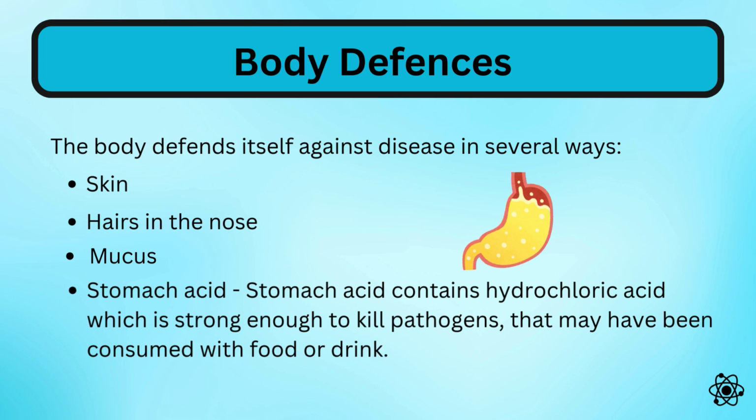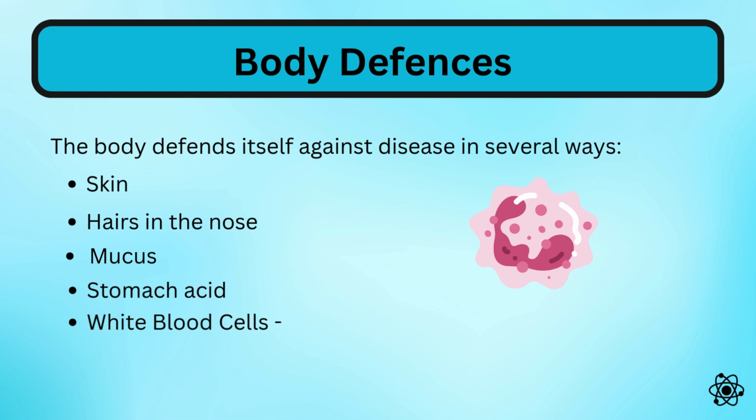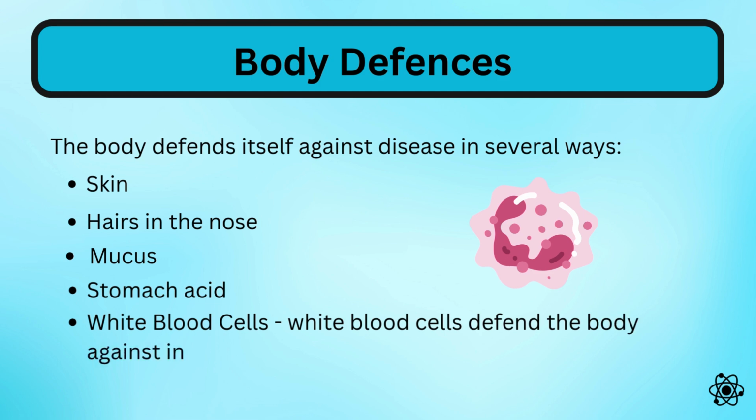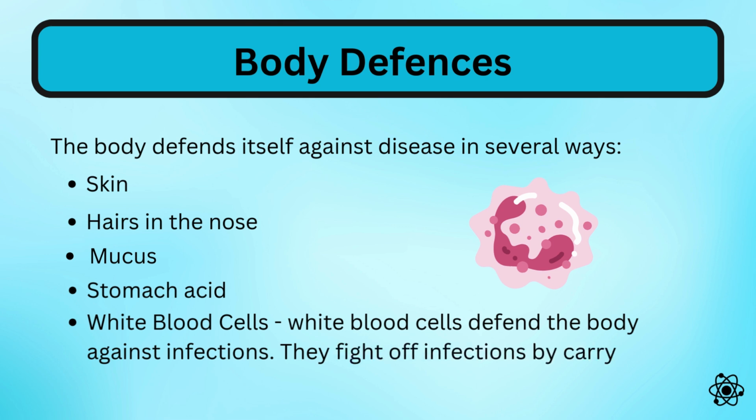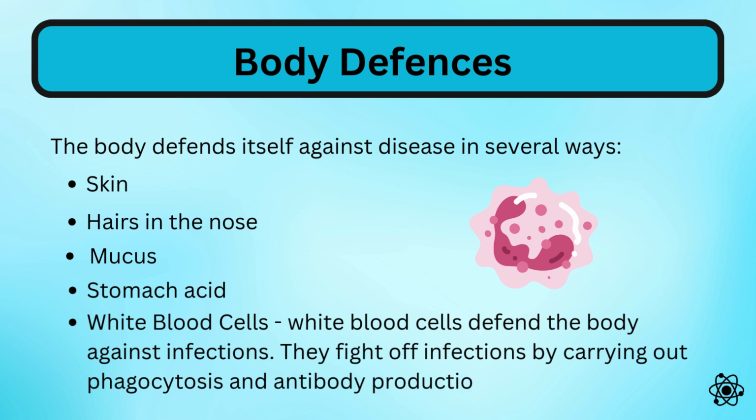And finally, white blood cells. White blood cells defend the body against infections. They fight off infections by carrying out phagocytosis and antibody production. In the previous video, we learned that there are two types of white blood cells, phagocytes and lymphocytes. Phagocytes engulf and digest pathogens. This is called phagocytosis. Lymphocytes produce antibodies. We will learn more about this shortly.